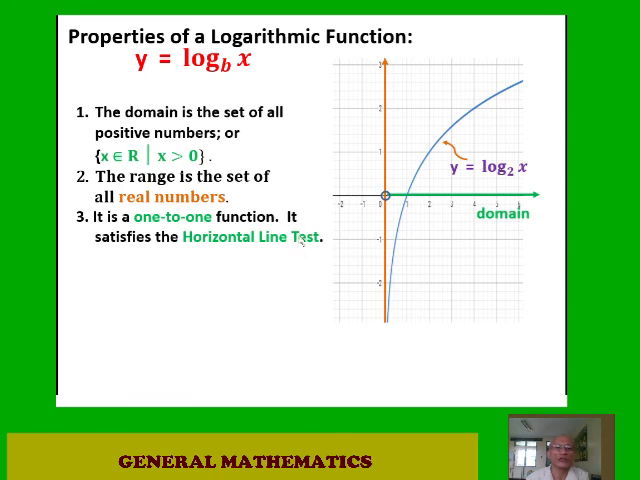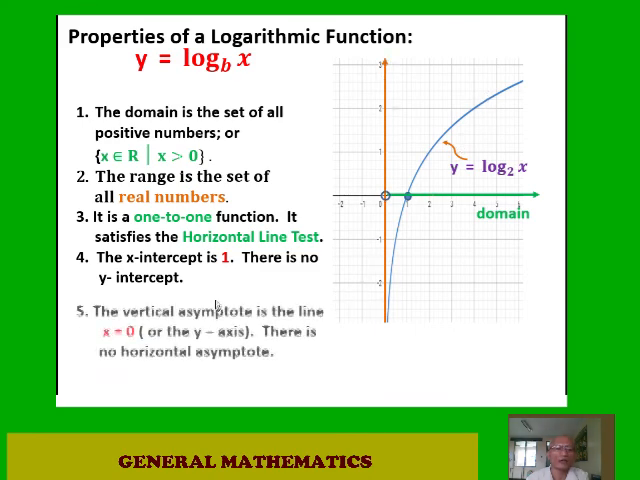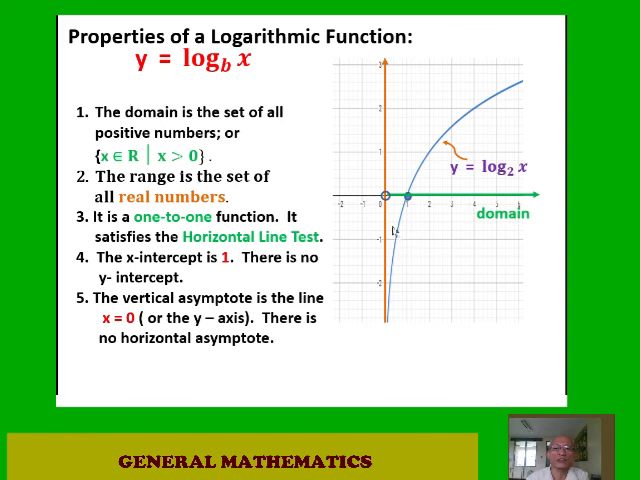It is a one-to-one function. It satisfies the horizontal line test. The x-intercept is 1. Here is the x-intercept. There is no y-intercept. The graph does not intersect the y-axis. The vertical asymptote is the line x equals 0 or the y-axis. There is no horizontal asymptote.